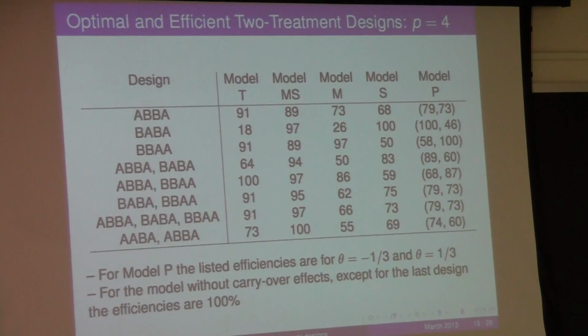So here's some of the table for full periods, and similar things that I can point out. Some of the efficiencies are low.